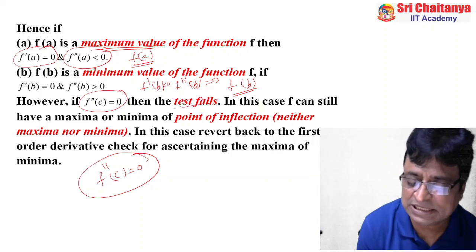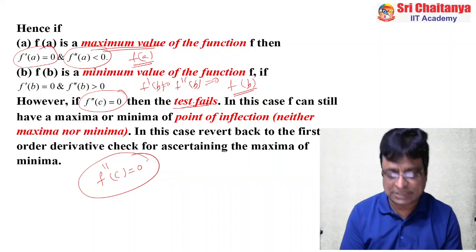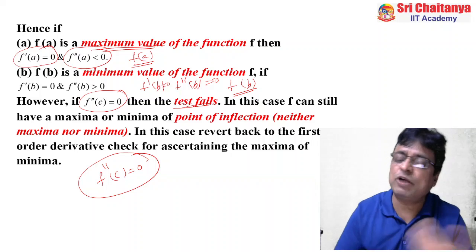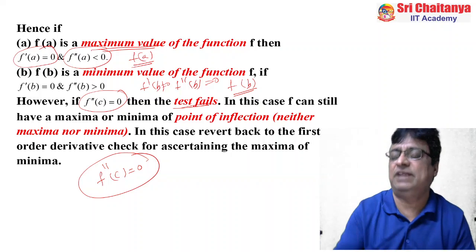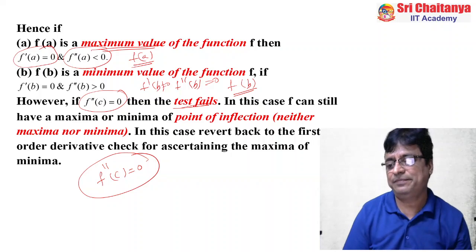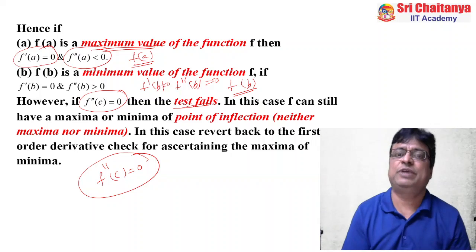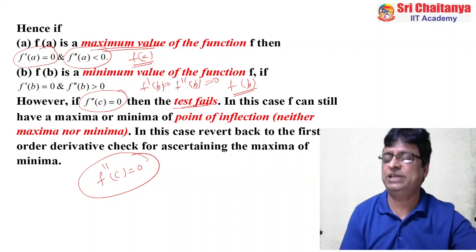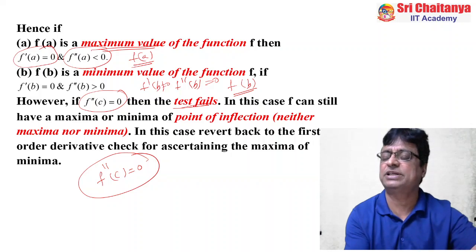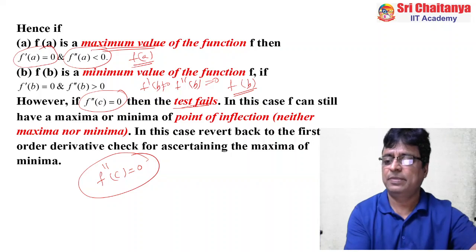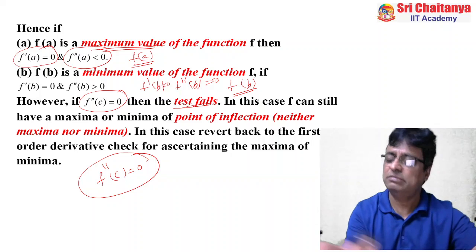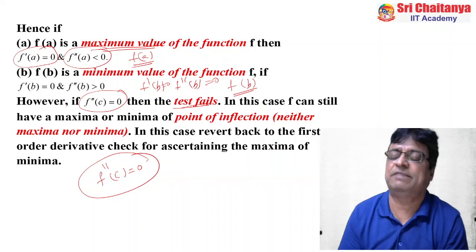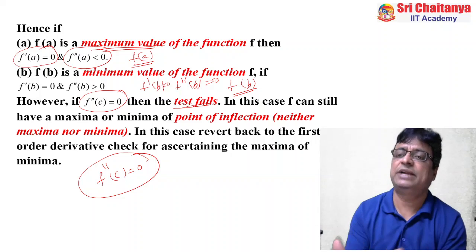This test fails. Test fails means what? Second derivative test fails. Then at that juncture what to do? We can go for another derivative, that is third derivative we can apply. On the same line, what will happen? If third derivative is less than 0 at that point, then we can say that at that point the function has maximum, and f of a becomes maximum value.